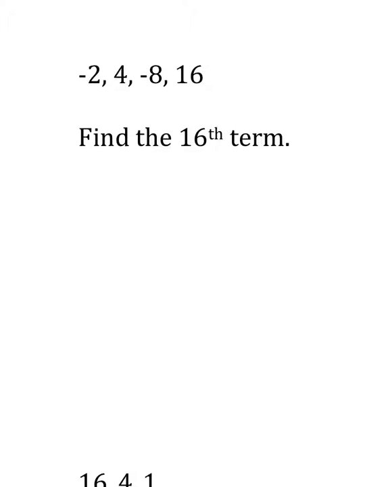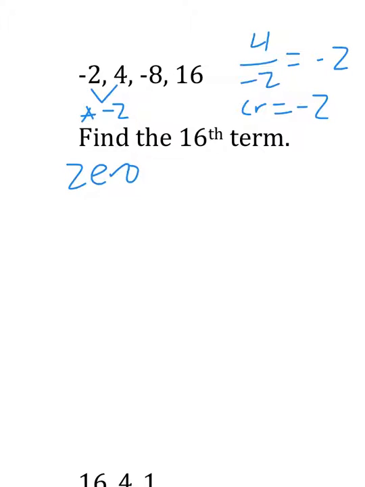All right, let's find the 16th term of this sequence. We're going from -2 to 4. I know that's multiplying by -2, but if I didn't know that, I could just do 4 divided by -2. That gives me -2, so that's my common ratio. Now for my zero term, I'll take my -2 divided by -2, because -2 is my first term and -2 is my common ratio. So that gives me 1 for my zero term.